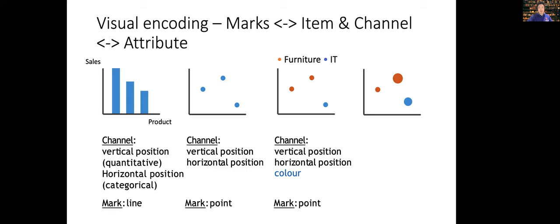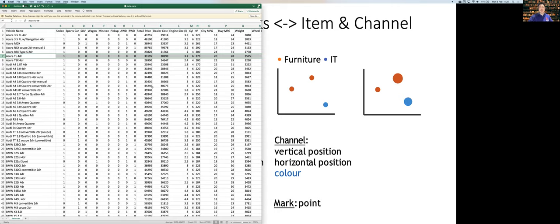Okay, so I thought I said that already. If you look at this spreadsheet for the car data set, that's the data set. Can anyone tell me what the items in this data set are? The vehicle name, such as Acura MDX. Yeah, very good. Usually the row, each different model, is an item.